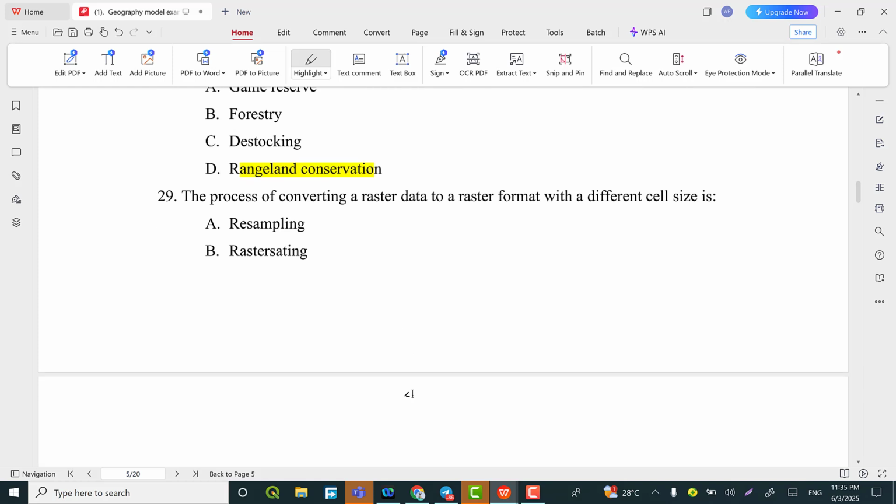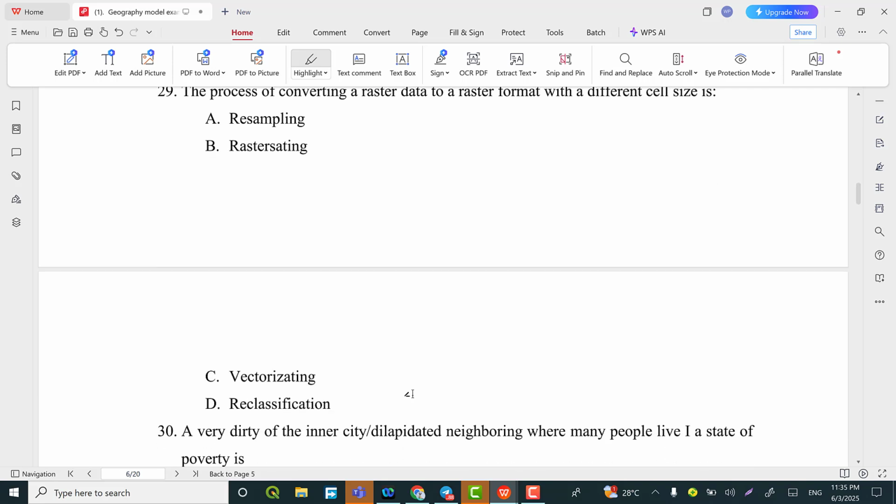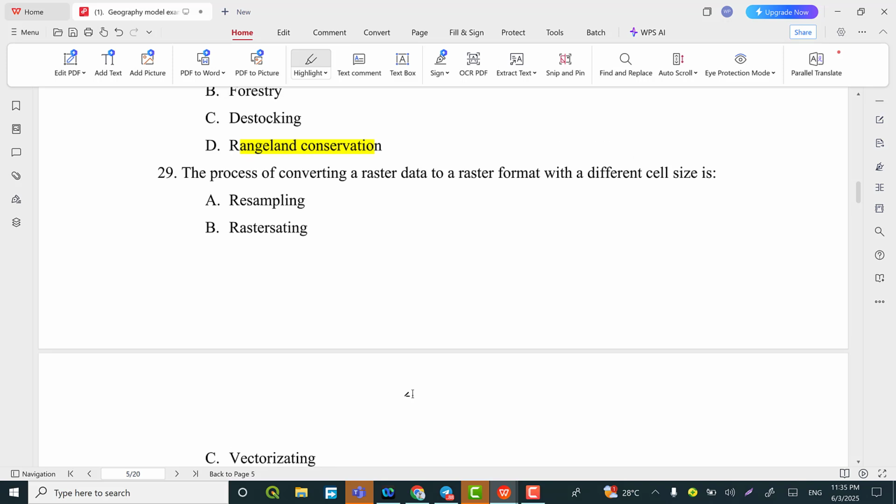Question number 29. The process of converting raster data to raster format with different cell sizes: resampling, rasterization, vectorization, reclassification. This is simple. Resampling. Resampling is converting raster format to different cell sizes. The simple definition of resampling is increasing or decreasing, or downscaling, the spatial resolution of the raster dataset.